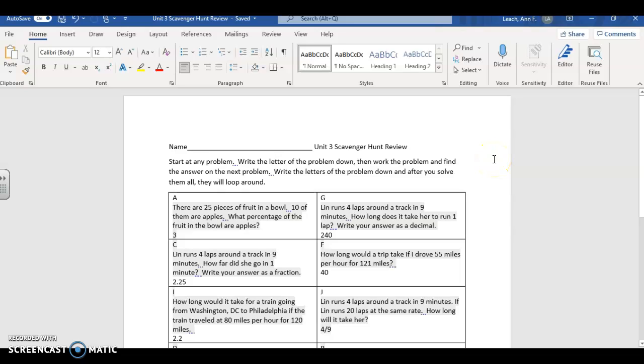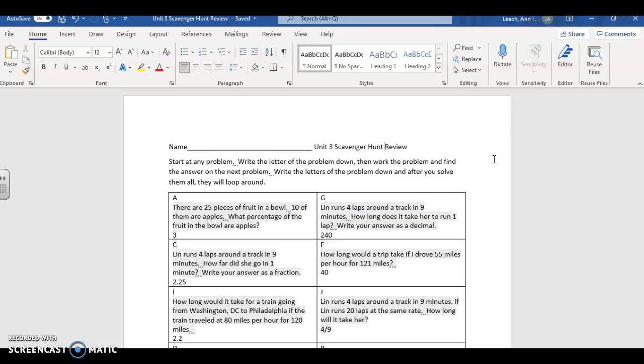All right, I'm going to help you with this Unit 3 scavenger hunt review. So what we're going to do is start at any problem, write the letter of the problem down, then work the problem and find the answer on the next problem. Write the letters of the problems down, and after you solve them, they will loop around. So here we go. I'm going to start with A.